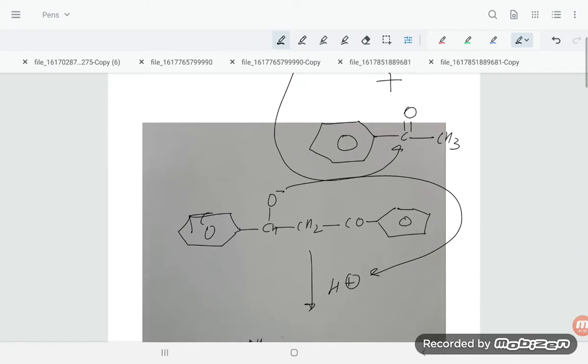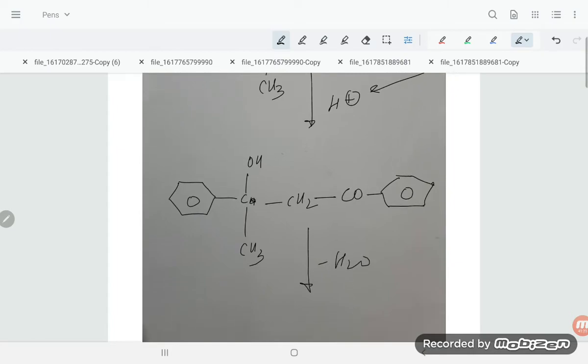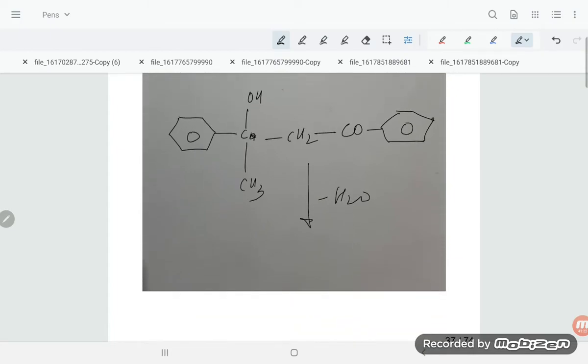One more, this group is there, nice students, here this group is there. So here at the place of S, this will be CH3, and here at the place of S, this is the CH3. So this product is coming, minus H2O. If you are doing the minus H2O, it will give this product. Here is the CH3, this is CO.